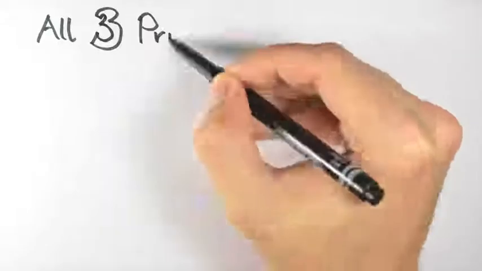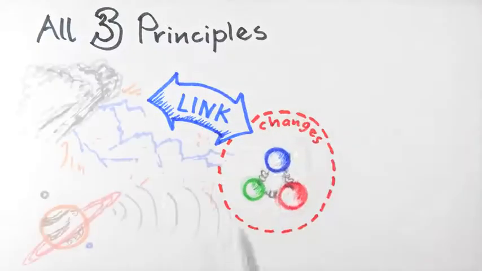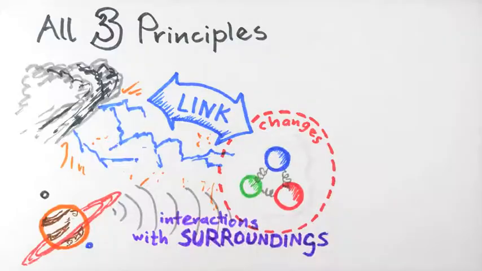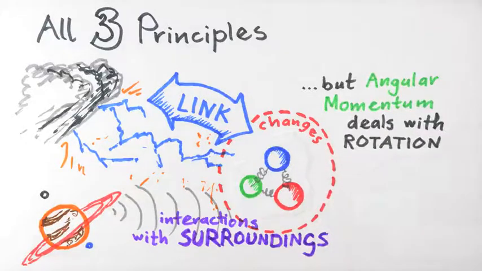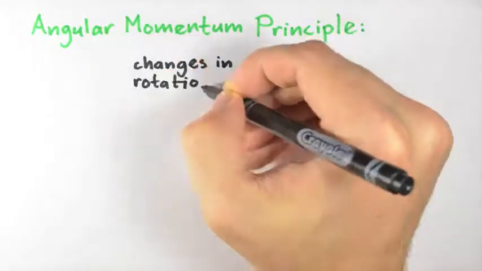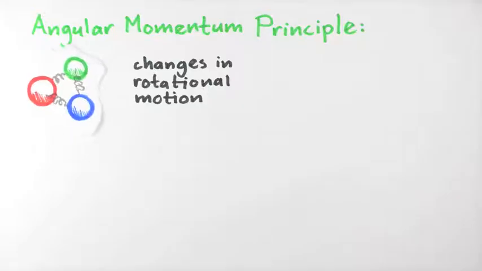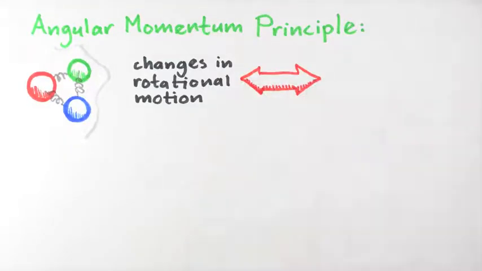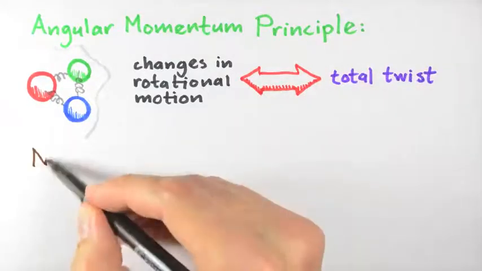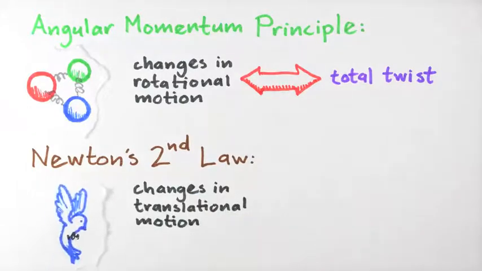Today we'll add a third fundamental principle, the angular momentum principle. Like the other two principles, the angular momentum principle will link changes within our system to interactions between the system and the surroundings. However, unlike the other principles, the angular momentum principle focuses on the rotational motion of our system. Specifically, this principle relates changes in the rotational motion of our system to the total twist on the system, in the same sort of way that Newton's second law relates changes in the translational motion of our system to the net push or pull on it.